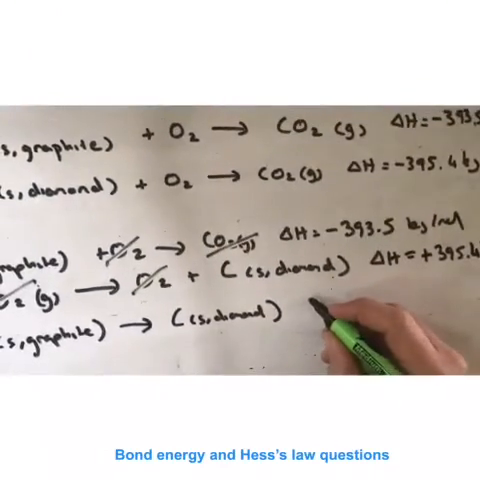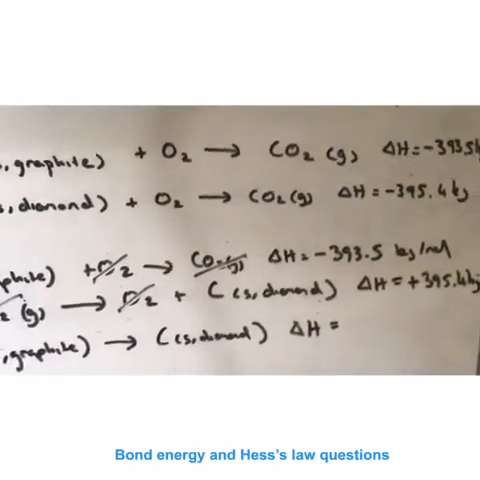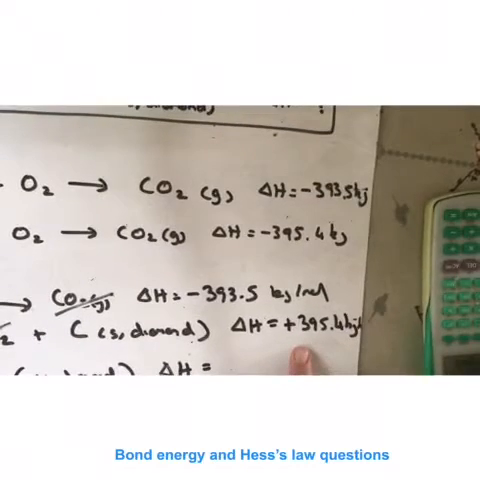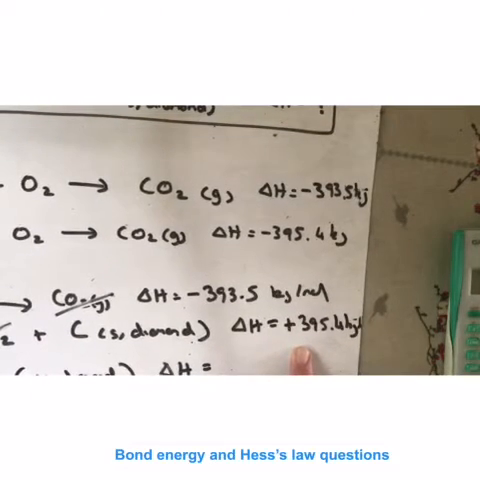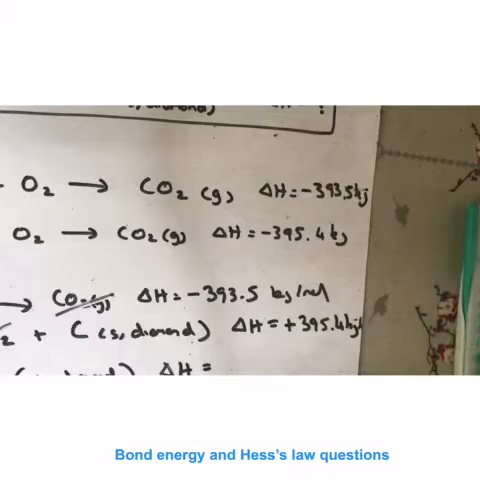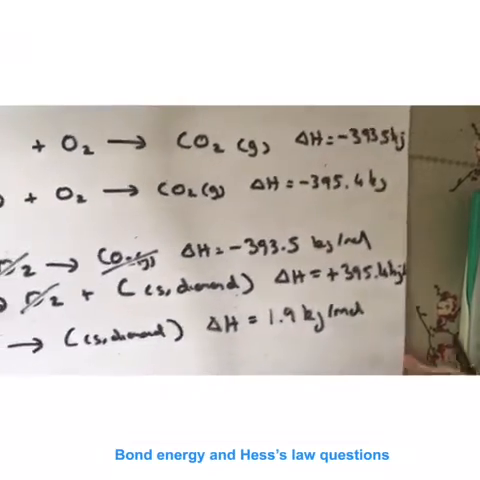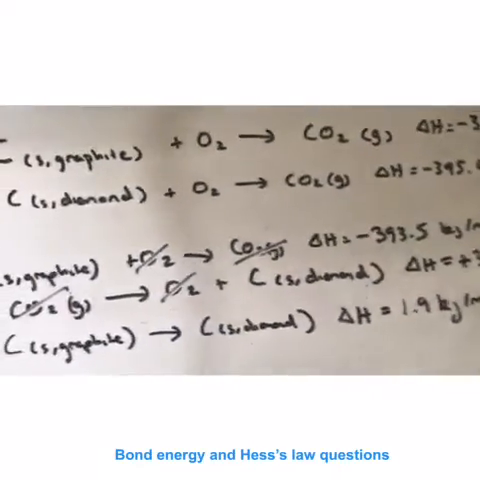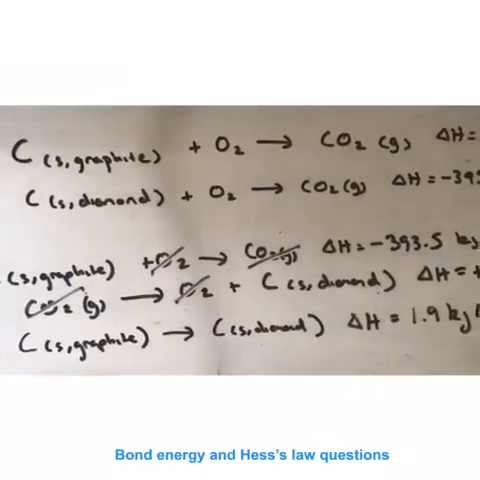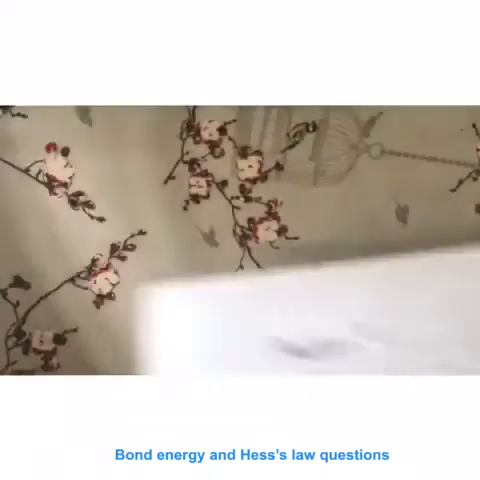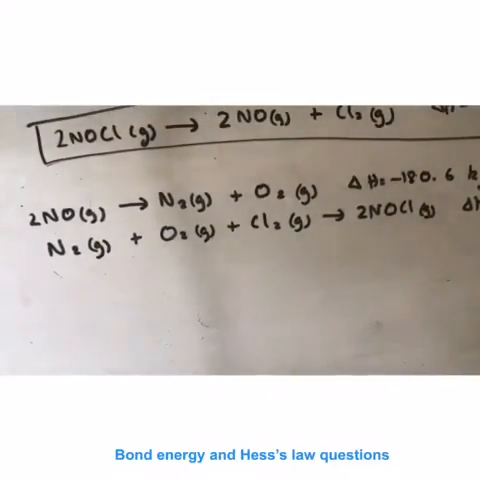Now what we have to do is add up our delta H's here. So it's going to be 395.4 minus 393.5. So your answer is 1.9 kilojoules per mole. That's your answer there. That's the overall heat change for that reaction there. Okay, so that's problem one. Problem two that I showed at the end of the last video.